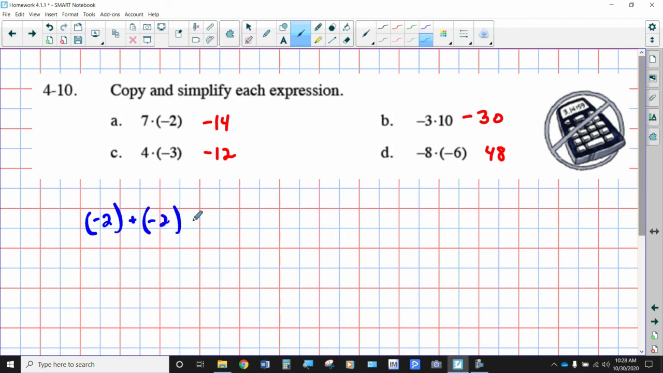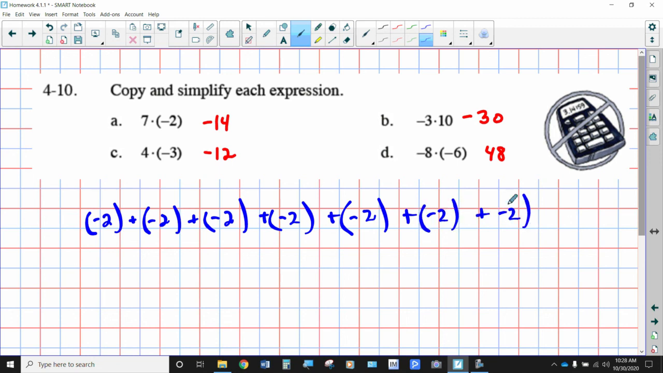So there's 1, 2, 3, 4, 5, 6, 7. So 1, 2, 3, 4, 5, 6, 7, 8, 9, 10, 11, 12, 13, 14. This is a total of 14 negatives. So that's our answer. 7 times -2 is -14.